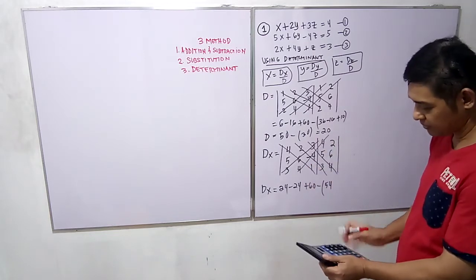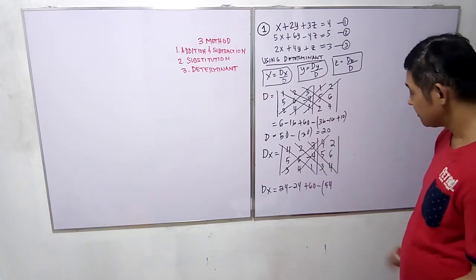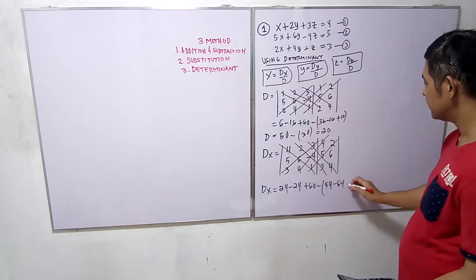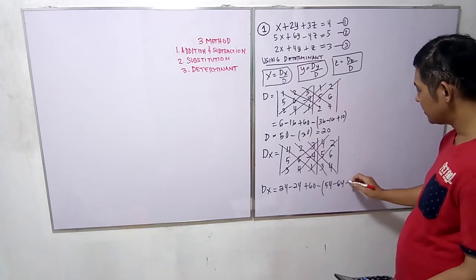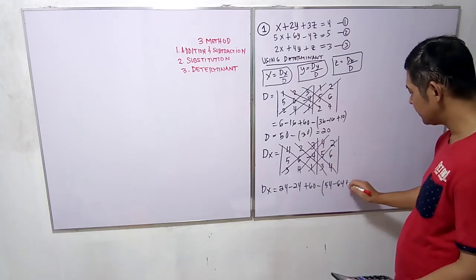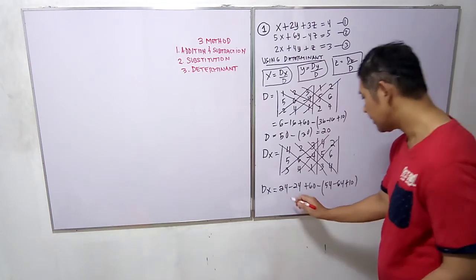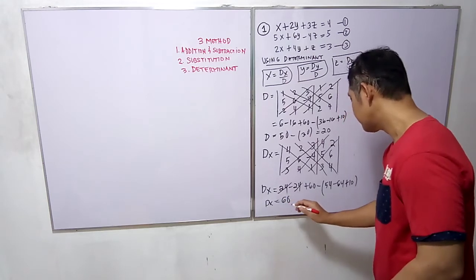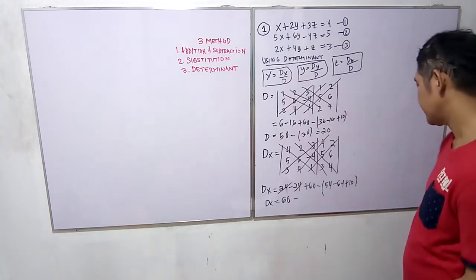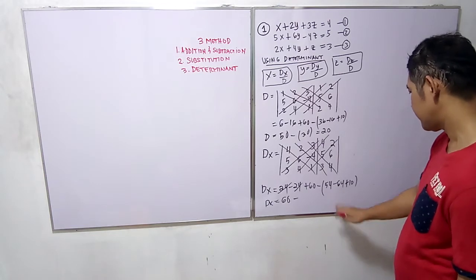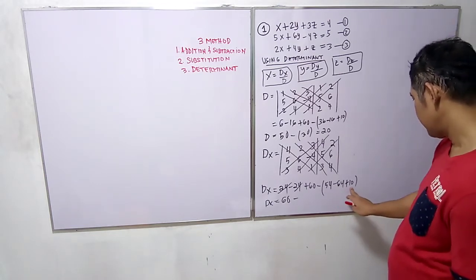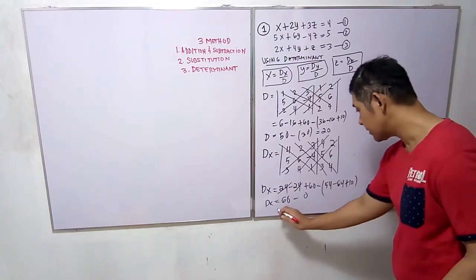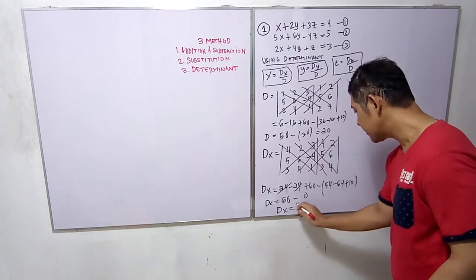4 times 4 times 4 is 64. Kaya negative. Tapos ito plus. Minus 5 times 2 is 10. Plus kasi puro positive eh. Ito, wala na to. Ito 60. Minus. Ito is 54 plus 10 is 64 minus 64, 0. So, lalabas ang dx ay 60.